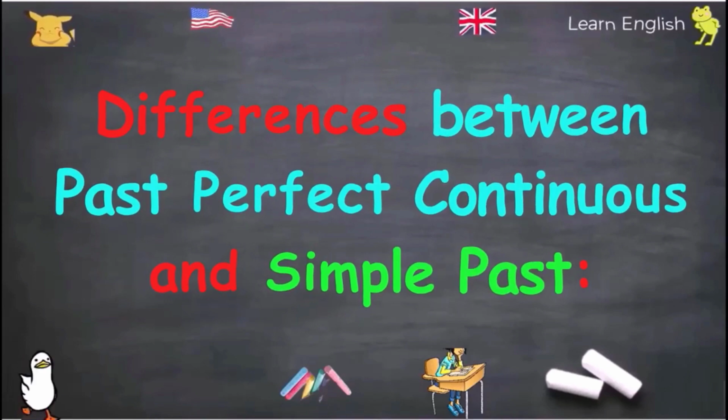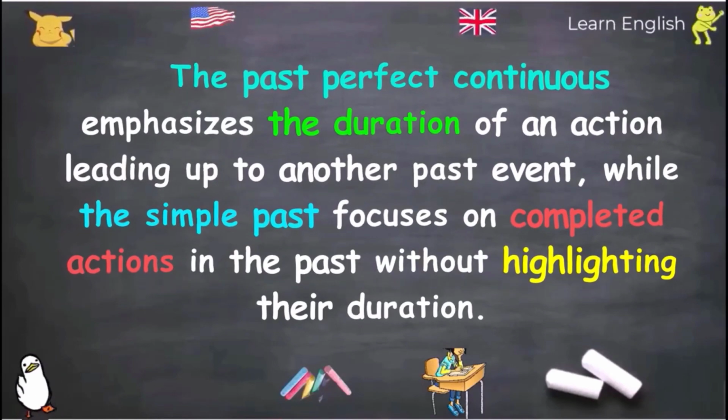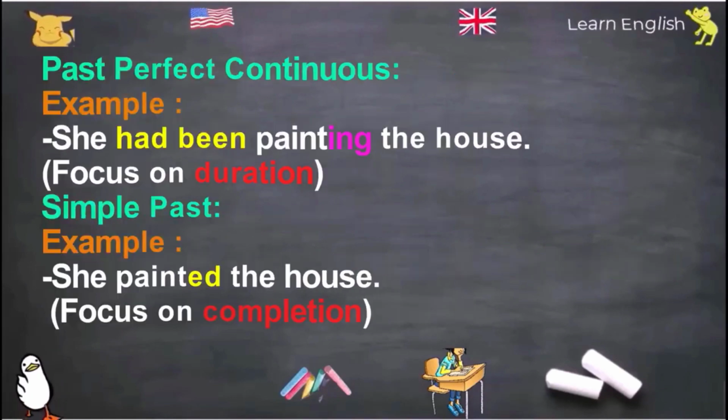Differences between past perfect continuous and simple past. The past perfect continuous emphasizes the duration of an action leading up to another past event, while the simple past focuses on completed actions in the past without highlighting their duration. Past perfect continuous: She had been painting the house. Focus on duration. Simple past: She painted the house. Focus on completion.